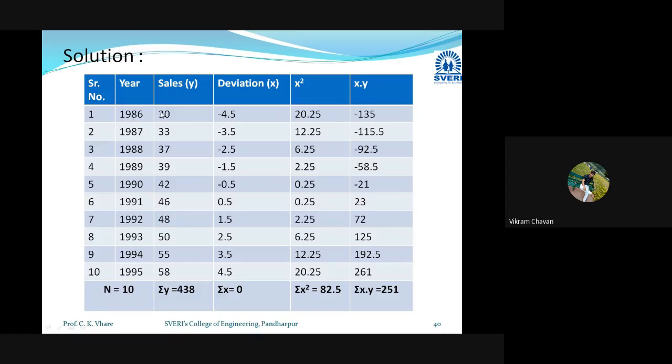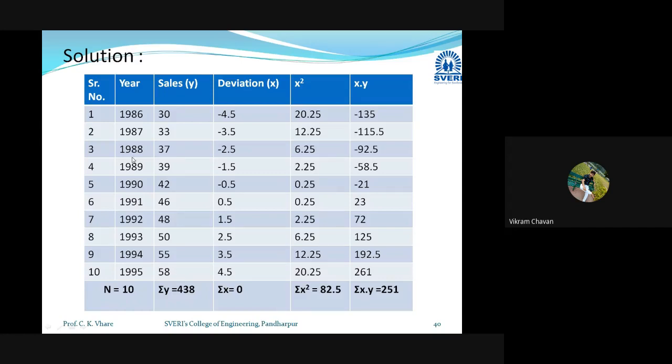At the bottom of the cells column, you have to write the summation of all the cell values, that is summation of y equal to, here I'm getting 438. Check out what your value is. I'm getting 438, check your value.